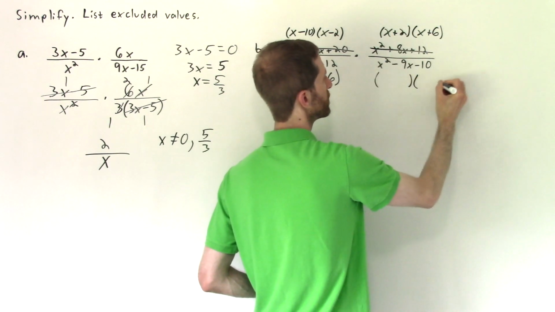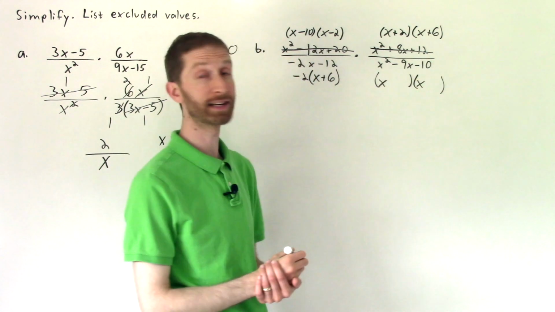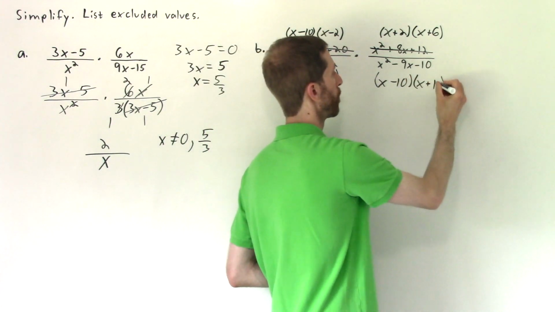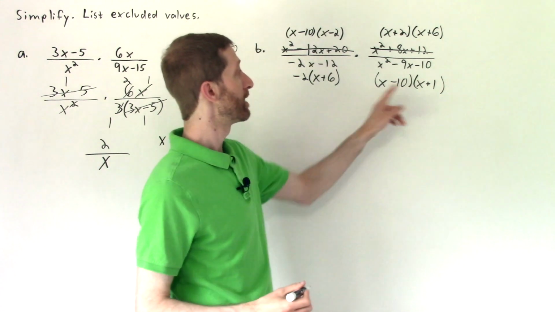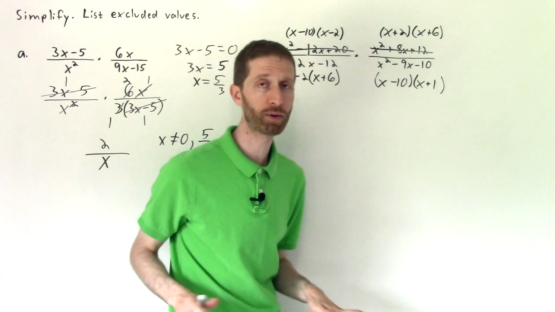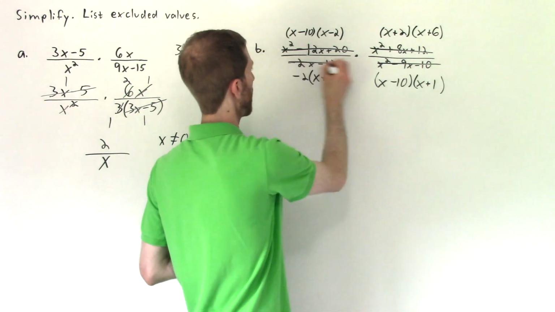And now we need factors of this here. Factors of 10 that will combine to give us negative 9: minus 10 and plus 1. 1 times negative 10 is negative 10. If I add negative 10 and 1, I get negative 9. Sweet. All right, that's a lot to process. But the whole point here is we have all of these factors now.